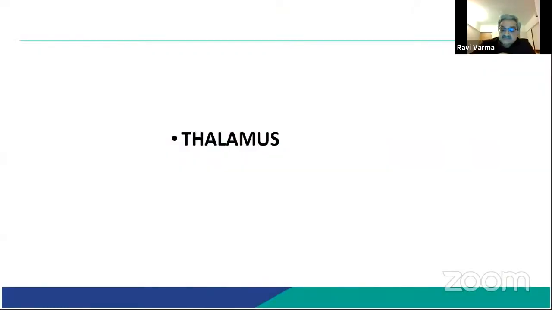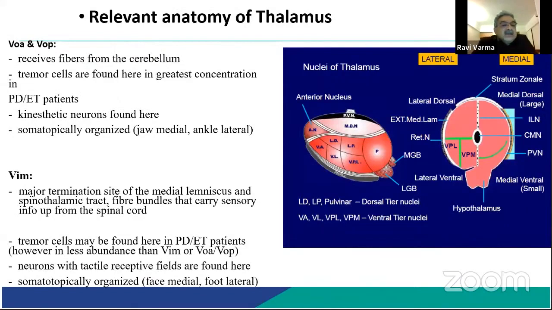So coming to thalamus, it's a big nucleus. It receives the VAO and the VOP, receives fibers from the cerebellum. Tremor cells are found in the greatest concentration in these areas for PD and ET, essential tremor and Parkinson's. The VC is there, which is a major termination site for the medial lemniscus and the spinothalamic tract fibers. Tremor cells again are found here in PD. So when we actually examine neurophysiologically, you can find the tremor firings on your MER, which shows you that you're in the right spot where the VIM is concerned.